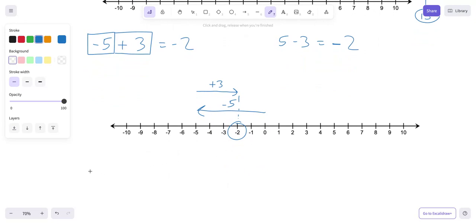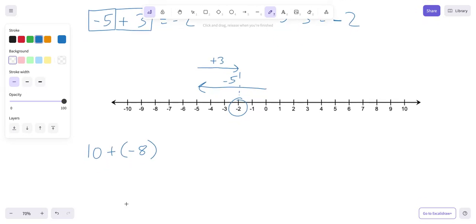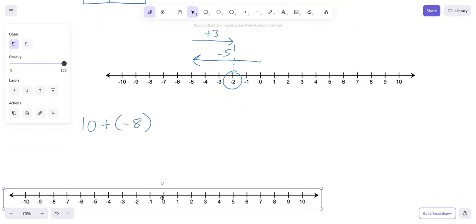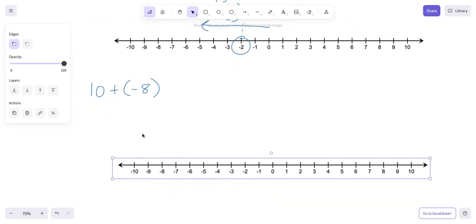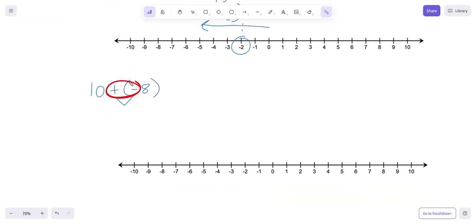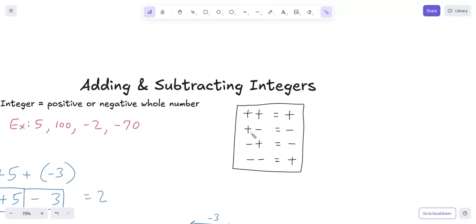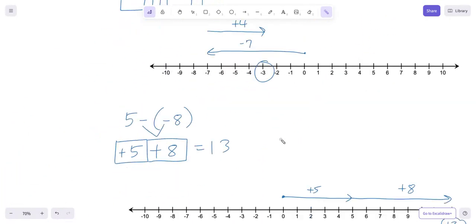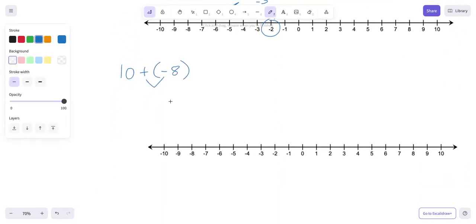Then let's go with 10 plus negative 8. If we have 10 plus negative 8, again, we have a double sign here. The signs are opposite, right? Plus minus. When the signs are opposite, in this case plus minus, it's going to be negative. So I'm going to rewrite the double sign as a negative. So this becomes minus, and then it's just 10 minus 8, and that's obviously just 2.